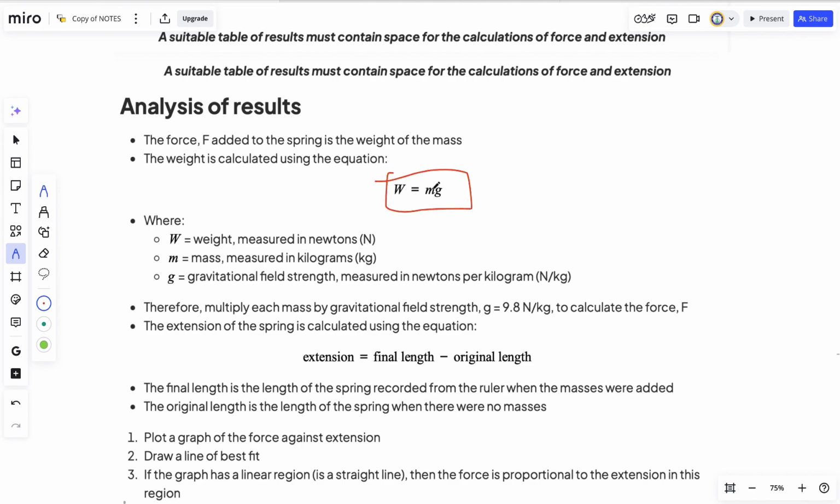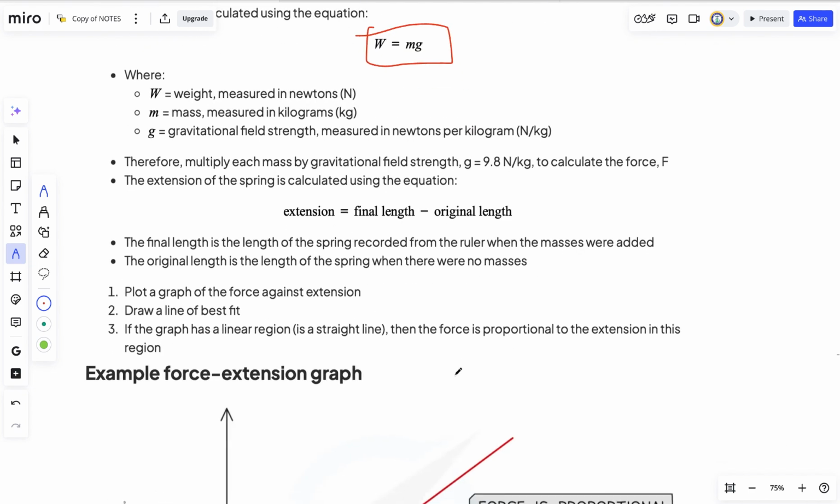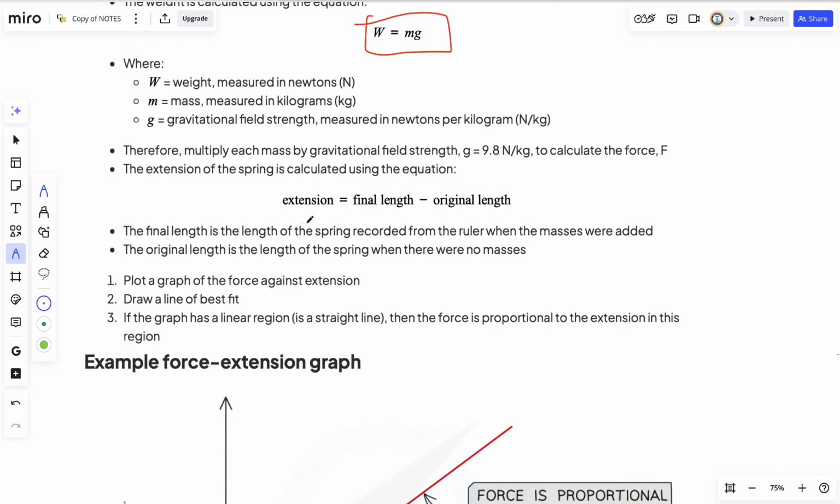And you show that every mass you load, you have to multiply with the 100 gram. Every mass you put, you have to multiply with gravity, the value of gravity, to get the weight. Every mass, you just explain those things, and you show each one what parameter. Then, under the analysis also, you show how you calculate your extension.